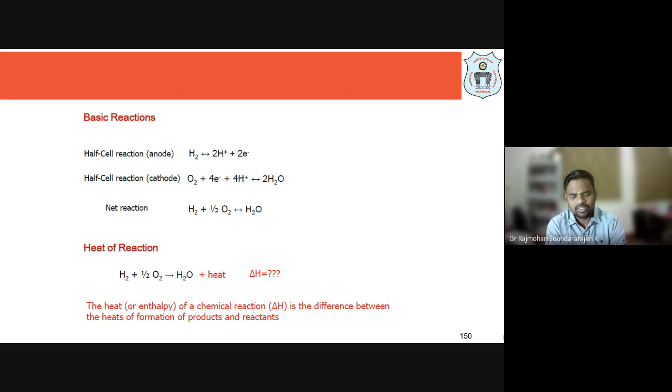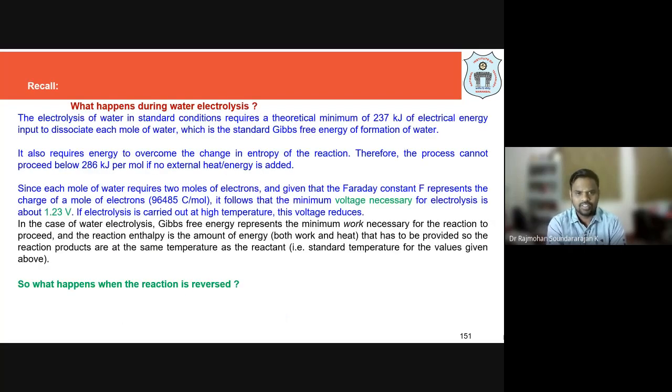And remember, is this reaction endothermic or exothermic? We will have to get back to our basics of water electrolysis. Can you recall what we have learnt in water electrolysis? When water is electrolyzed, we produce hydrogen and oxygen. The electrolysis of water under standard conditions requires a theoretical minimum of 237 kilojoules of electrical energy. Remember, it is an endothermic reaction. That means a large amount of energy needs to be supplied to the system. We are talking about water electrolysis.